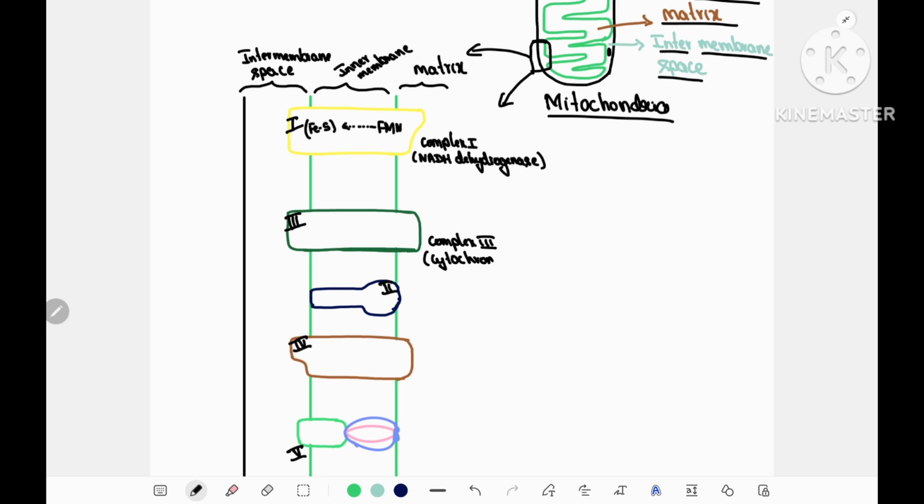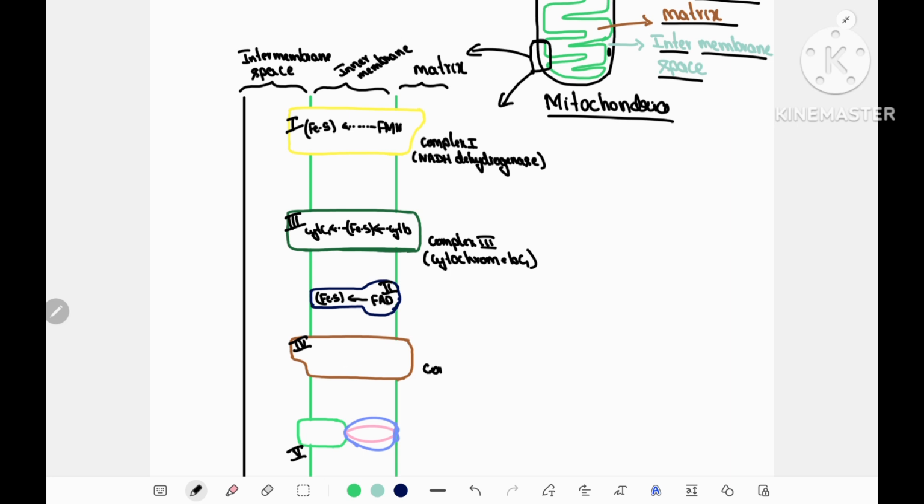Complex 3 is otherwise called cytochrome b-c1 complex. Let us now understand why it is called so. Complex 3 contains electron transporters cytochrome b, FeS and cytochrome c1. Hence it is otherwise called cytochrome b-c1 complex.